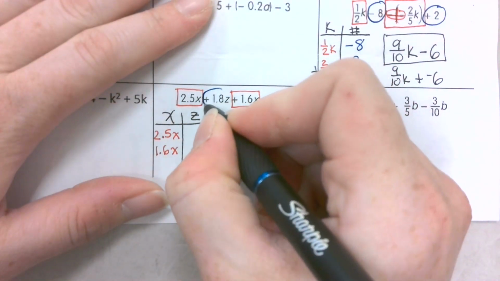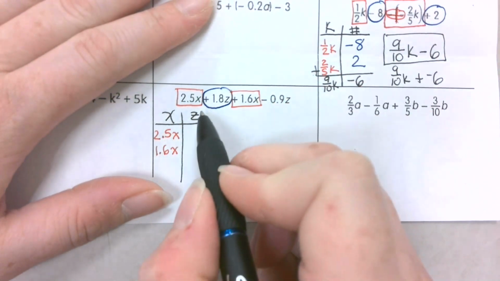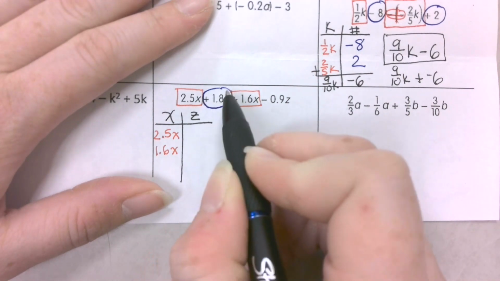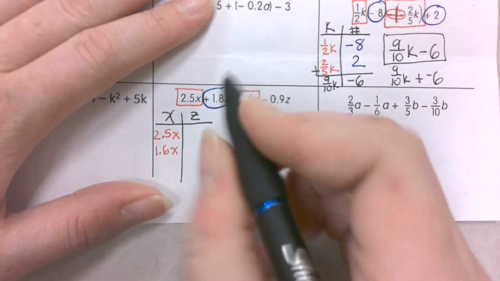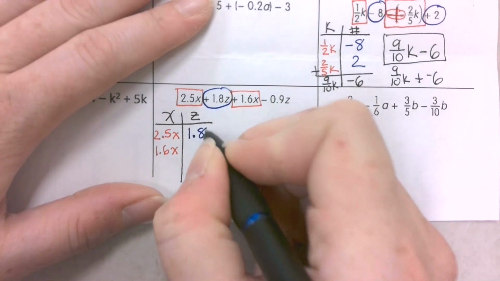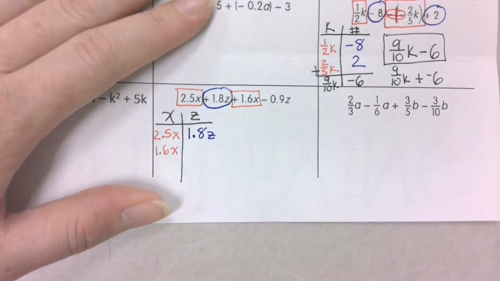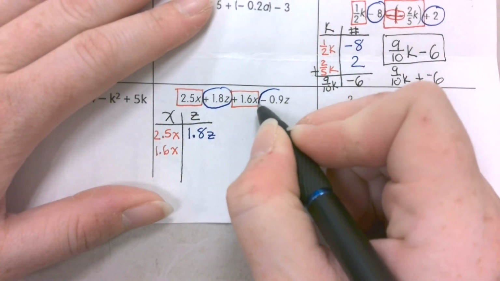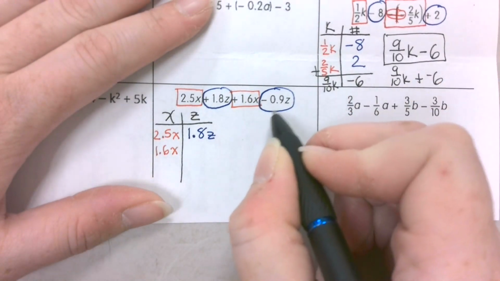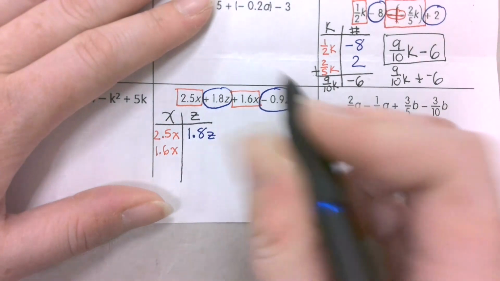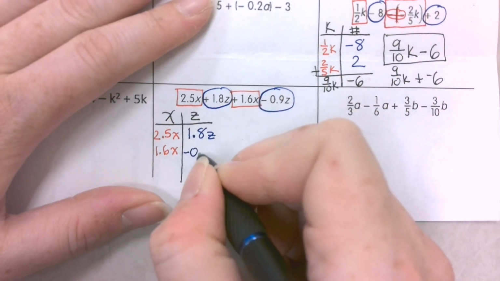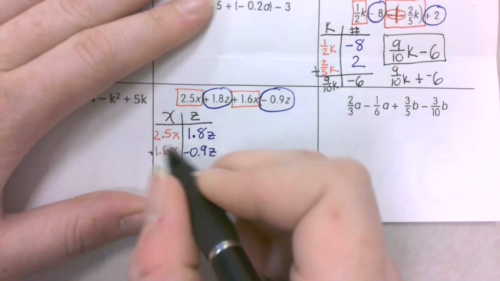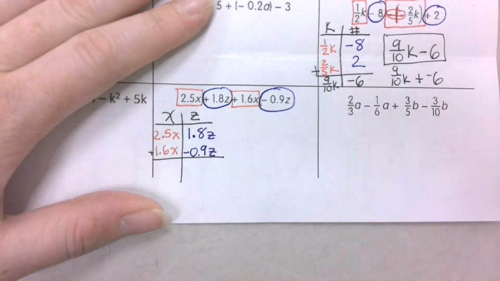We've got a positive 1.8z. Notice I'm very careful to not cross over the sign and I take it with it. I use a different shape and a different color. 1.8z. This has a like term of negative 0.9z. Notice I'm very careful not to cross over that sign so I can clearly see that this is a negative 0.9z.